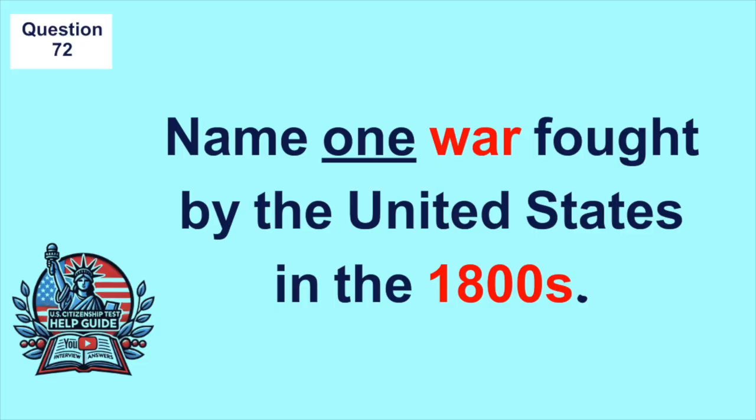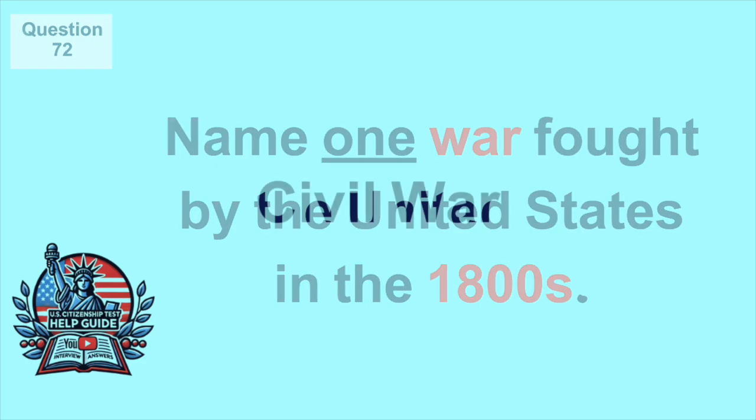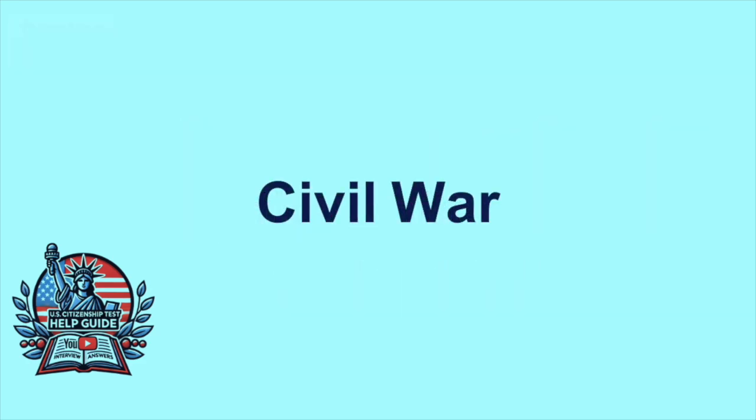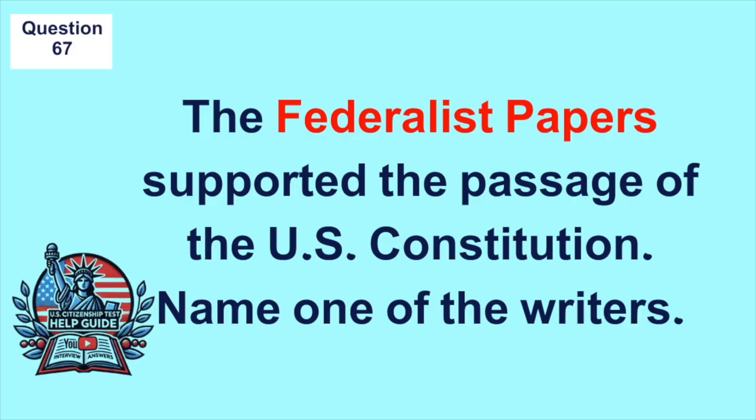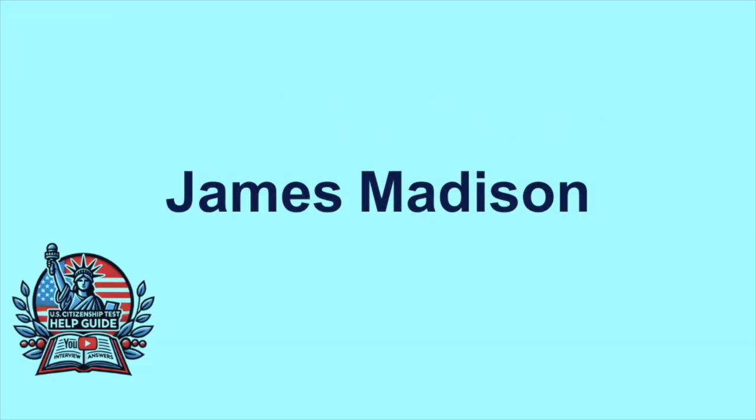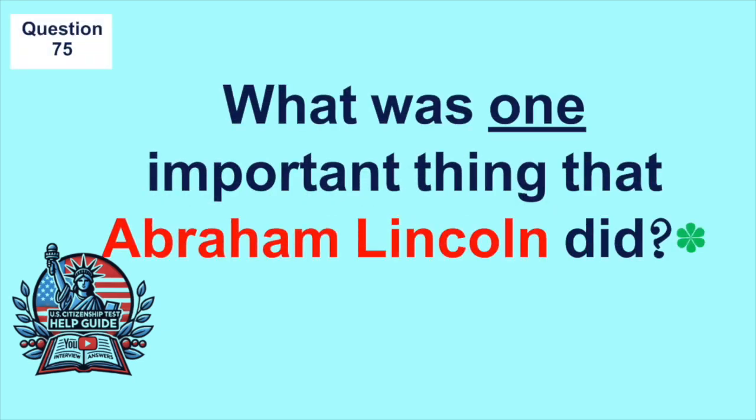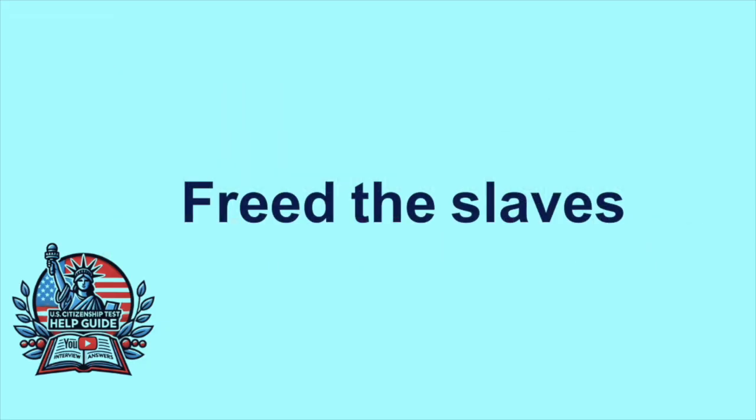Name one war fought by the United States in the 1800s. Civil War. The Federalist Papers supported the passage of the U.S. Constitution. Name one of the writers. James Madison. What was one important thing that Abraham Lincoln did? Freed the slaves.